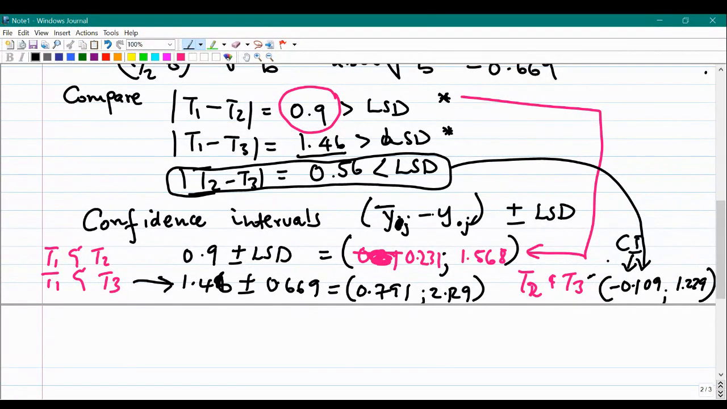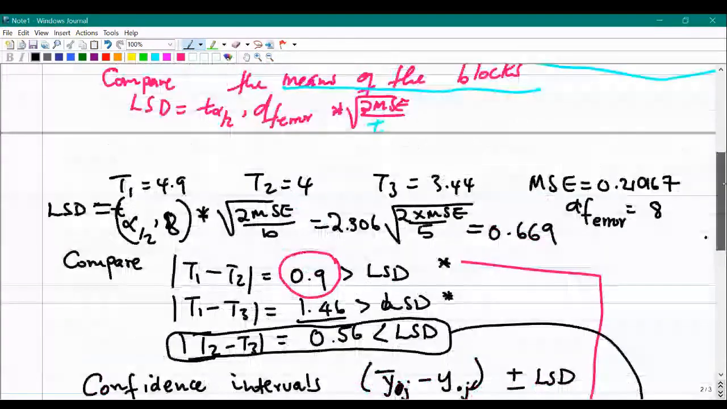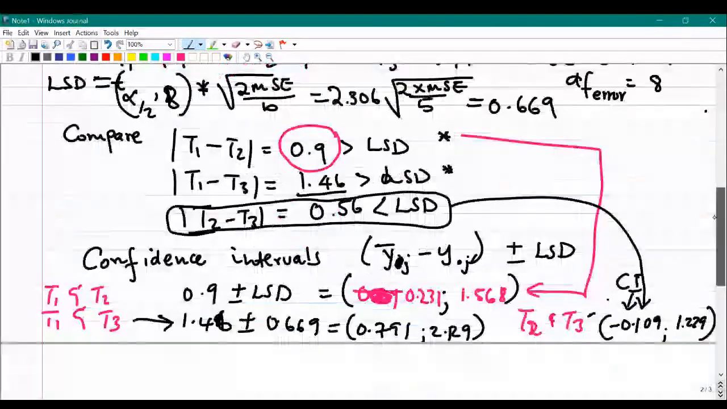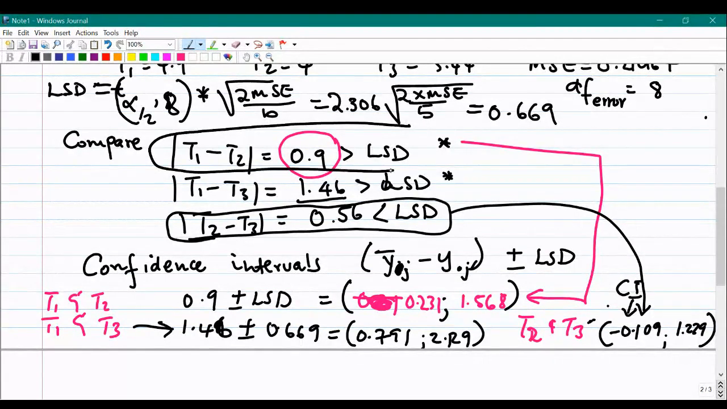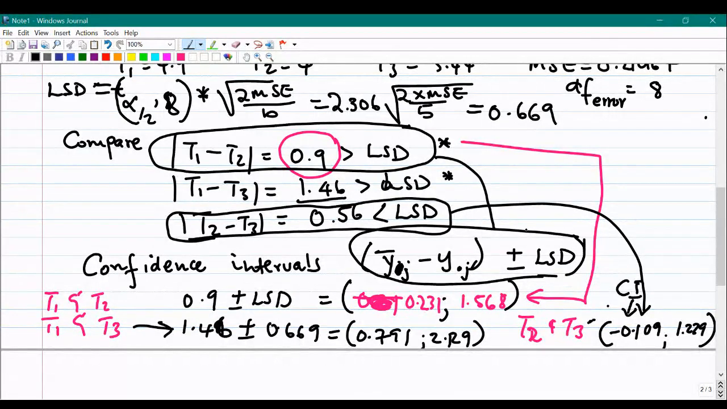So let me emphasize something here. Check the formula of the confidence intervals. The only difference between this formula for the pairwise comparison and this formula for the confidence interval is that you're going to get rid of the greater than sign and remove the absolute values, isn't it? So as long as you know the LSD part, automatically you must also understand how to construct its confidence interval.